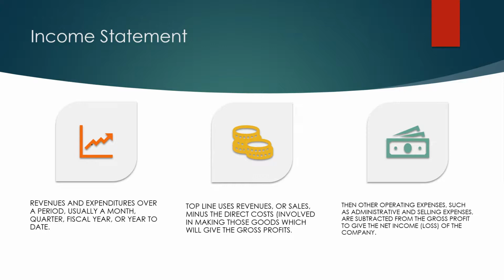The top line of the income statement uses revenues, or sales, incurred from normal operations, minus the direct costs such as the cost of goods sold that are involved in making these goods, which will give you the gross profits. Then, the other operating expenses, such as the administrative and selling expenses, are subtracted from the gross profit to give the net income or loss of that company.